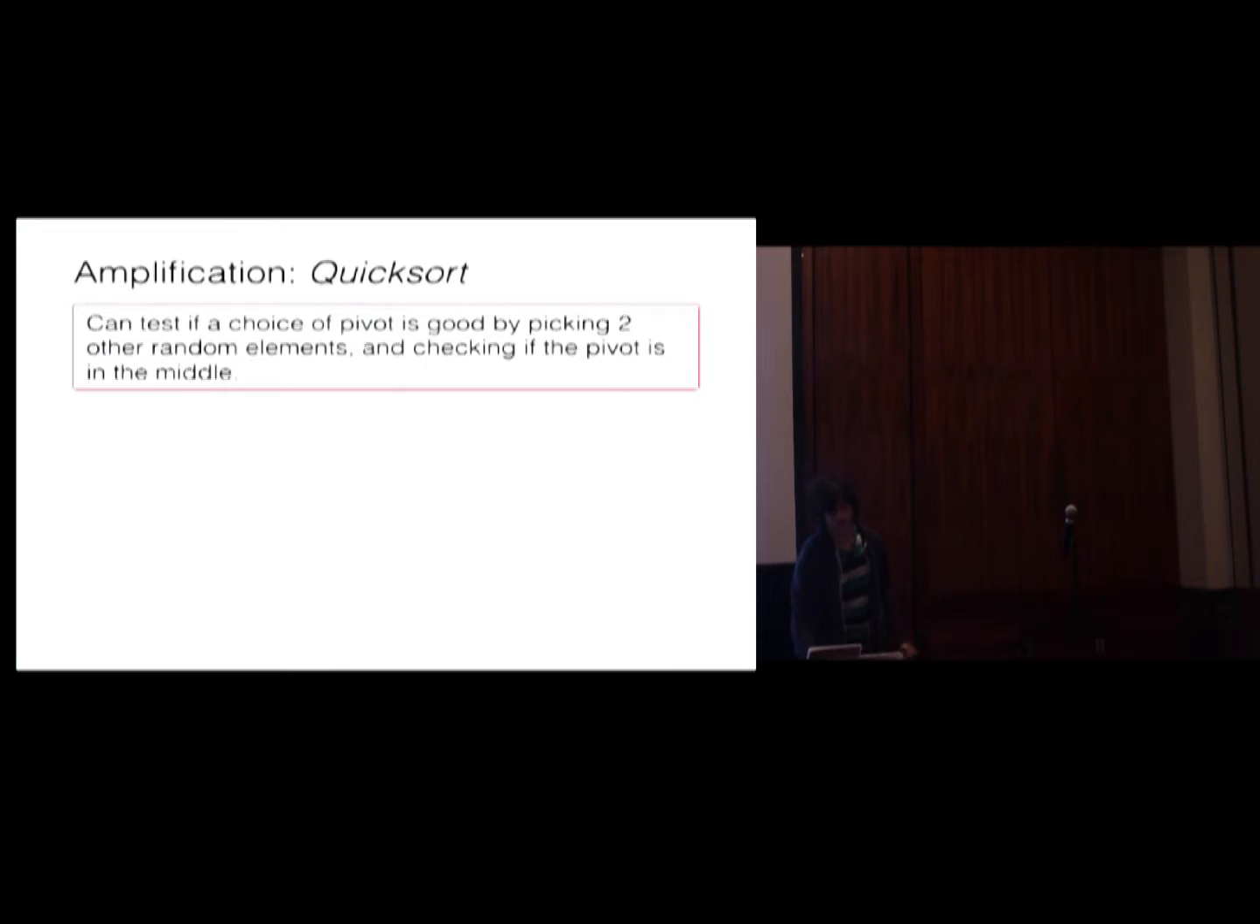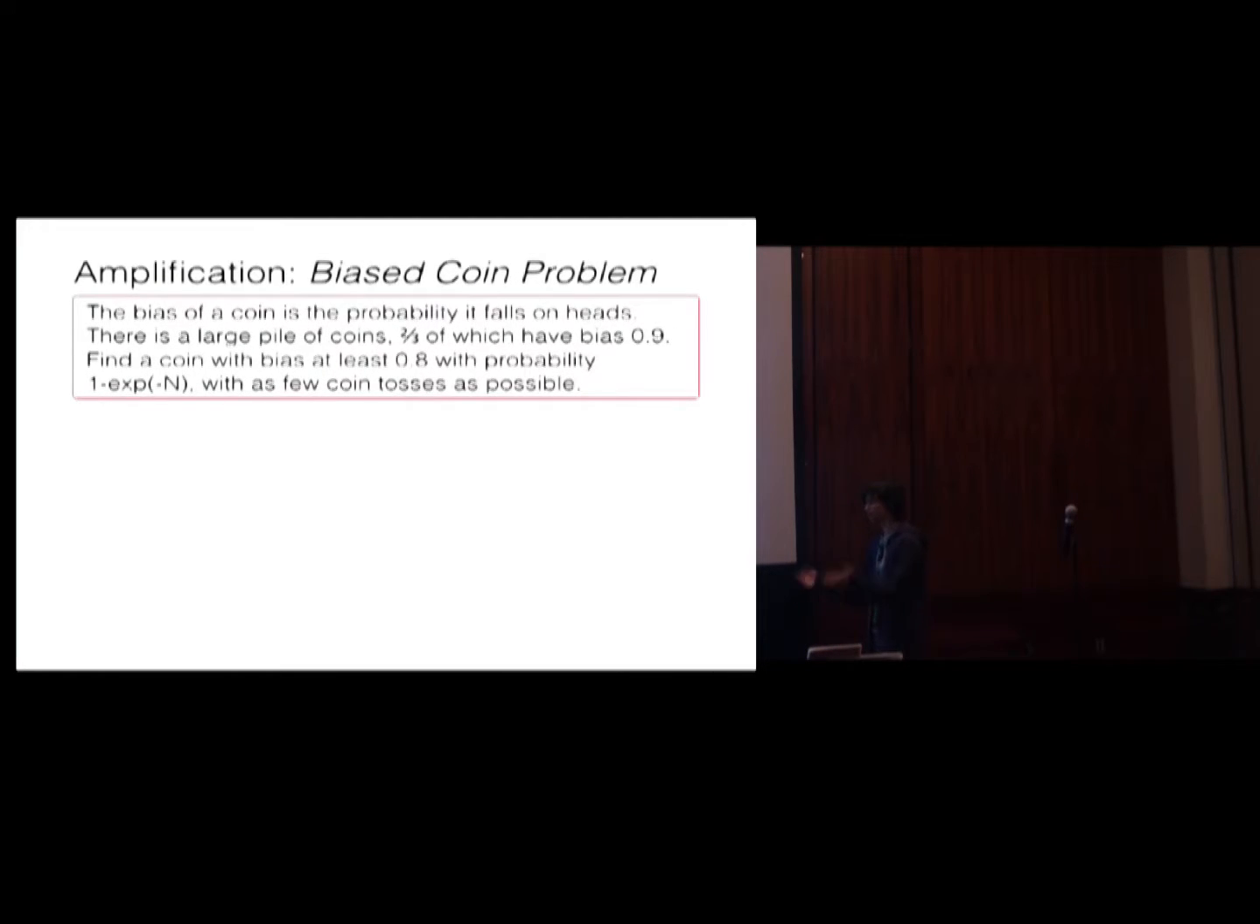So the way we do it is we look at this other problem, which is an abstraction of what we had before, of the quicksort example and randomized algorithms in general that have one of these efficient tests. We call it the biased coin problem. I think it's an interesting problem on its own as well. It's very simple. You have a big pile of coins. We define the bias of a coin to be the probability that it falls on heads. And you know that 2/3 of the coins have bias 0.9. Your goal is to find a coin with bias at least 0.8 with probability like 1 minus e to the minus n, and you want to do it with as few coin tosses as possible.